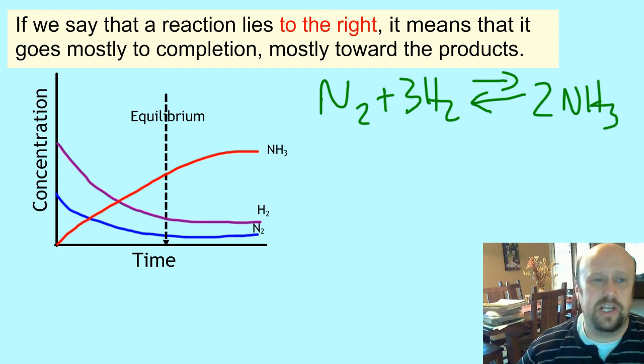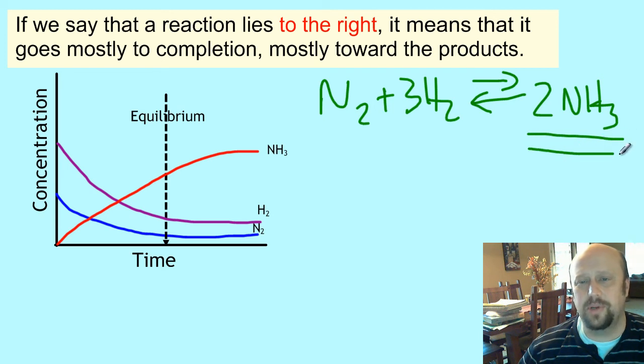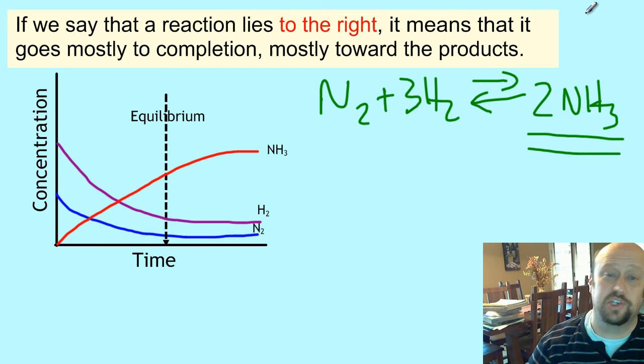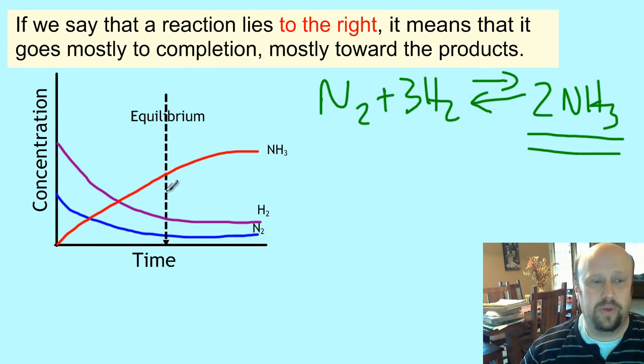But what this means is that if we say that it lies to the right, it means it lies on this side, what we would traditionally think of as our products. And indeed, the way we wrote this reaction, that's the product. And how would we know that that happens? Well, there's a bunch of math that goes into it, which is what we're going to spend a lot of this unit talking about.